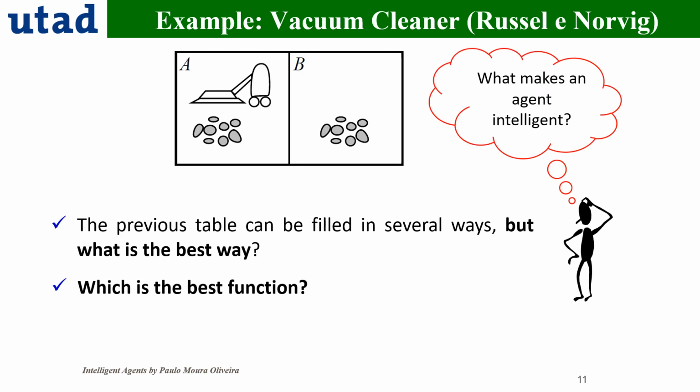One important question is, what makes an agent intelligent? The previous table can be filled in several ways, but what is the best way? This is the real question that makes the agent intelligent or not. In the next video, I'm going to address the rationality concept.